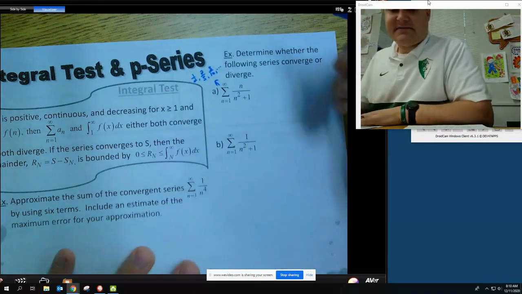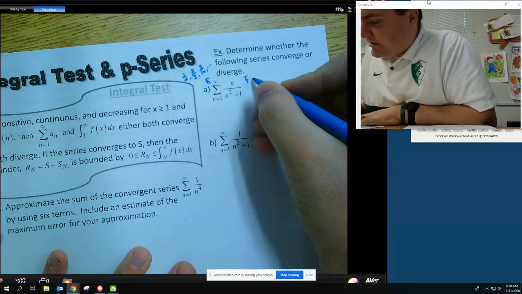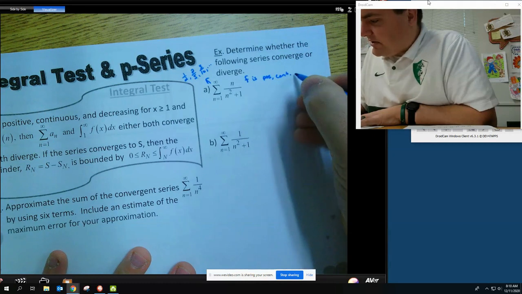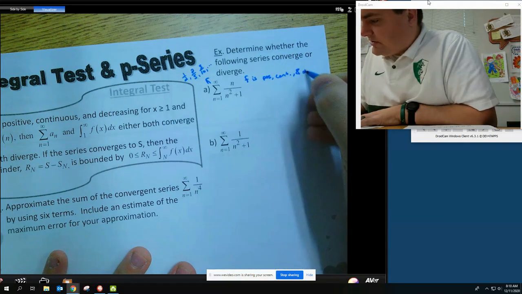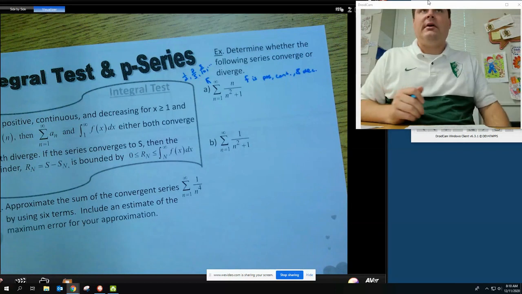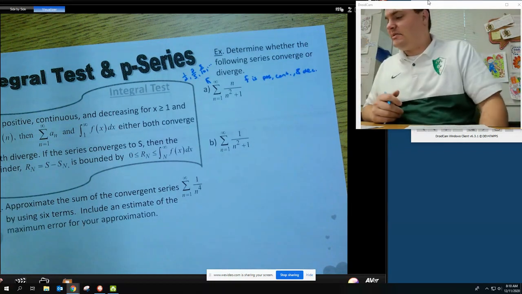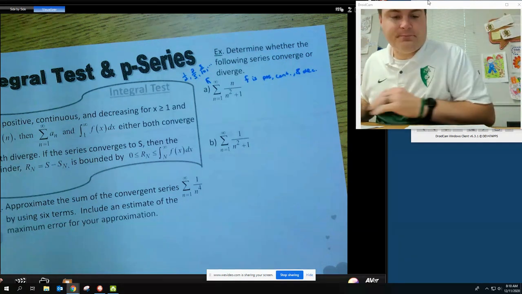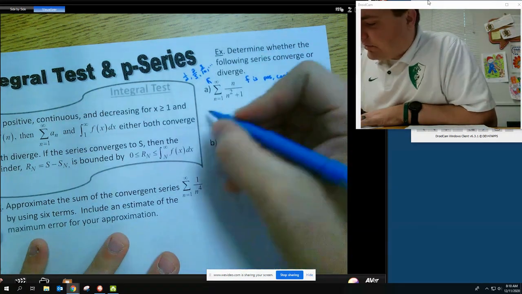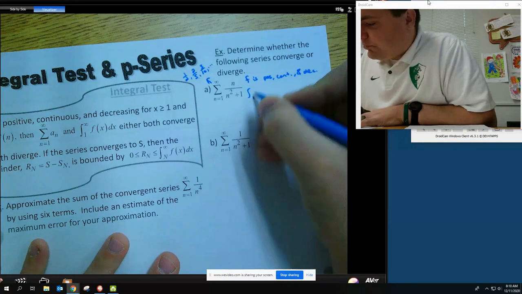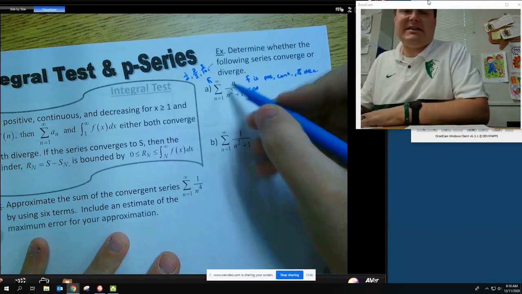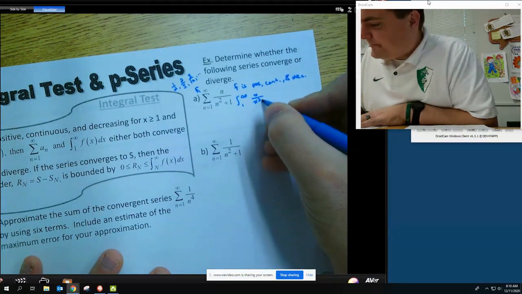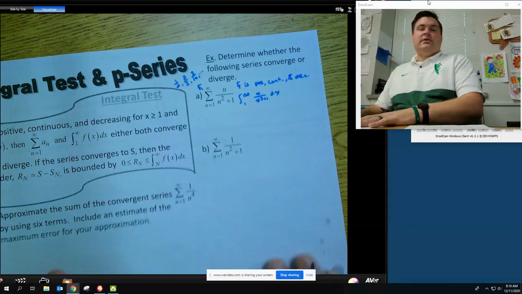So we have to state that f is positive, continuous, and decreasing. You have to say those three things here. And then we can go ahead and find the integral of this. So we're going to find the integral from 1 to infinity of this. I'm going to change the n's to x's. It's not a big deal.